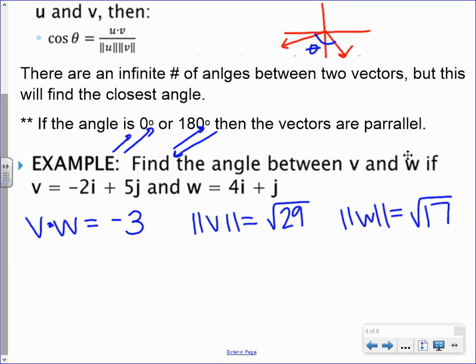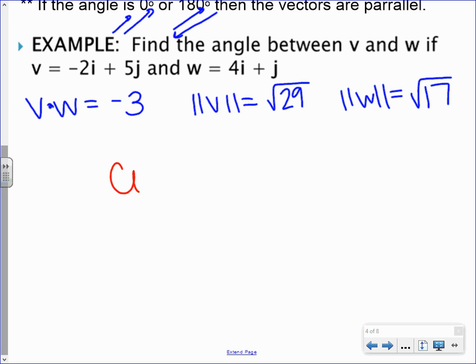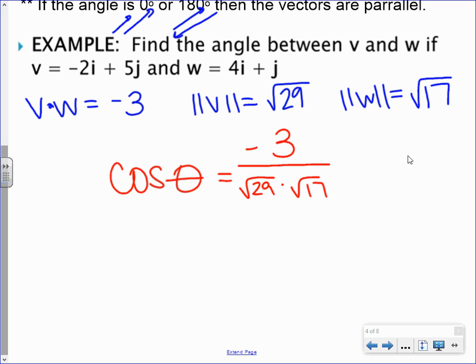Okay, so the cosine of that angle in between is going to be the dot product over the product of the magnitudes. Okay? Finding the dot product, not so bad. Finding the magnitudes, not so bad. We've done it many times before. Biggest thing here is making sure you're using your calculator correctly.